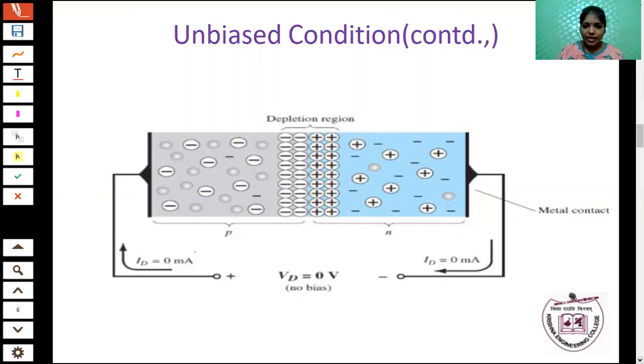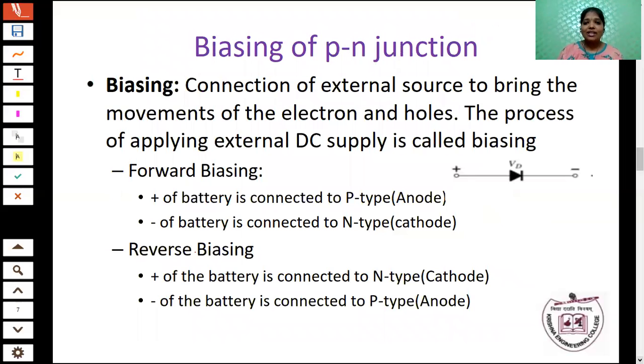Okay. So next we are going to see about the biasing of the PN junction diode. You have to know what biasing is, and why we are going for biasing. You know that unbiased means we are not going to apply any voltage to the PN junction diode. So in the unbiased condition, the current flow is zero because there is no movement of electrons. In order to move the electrons and holes in the PN junction diode, we are going for biasing.